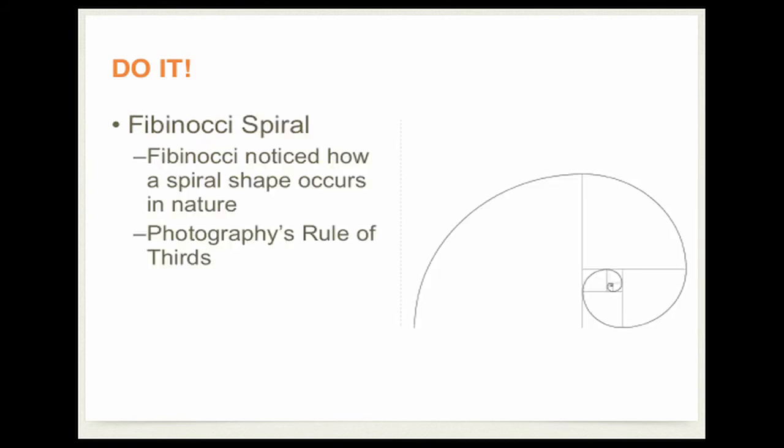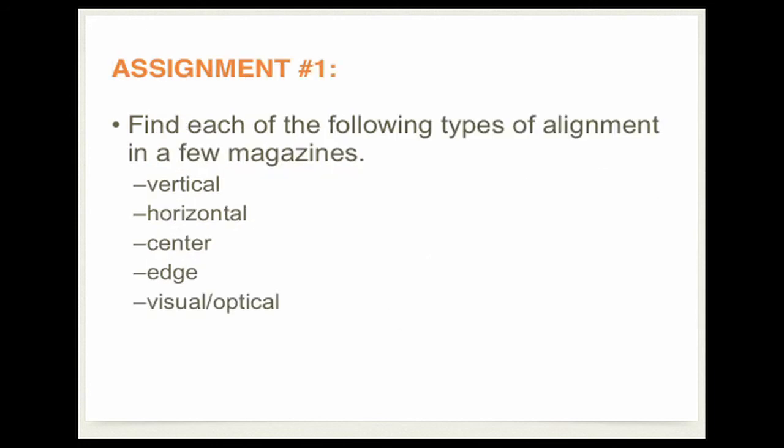The other thing I like to look at is the Fibonacci spiral. And Leonardo Fibonacci noticed that this spiral shape occurs in nature, and the sequence is pretty common in flowers. So he saw that as something that was very pleasing to the eye and decided he wanted to replicate it in design. Photography has even replicated this concept through its rule of thirds. And you'll see many logos based on it, including Apple's and Toyota's.